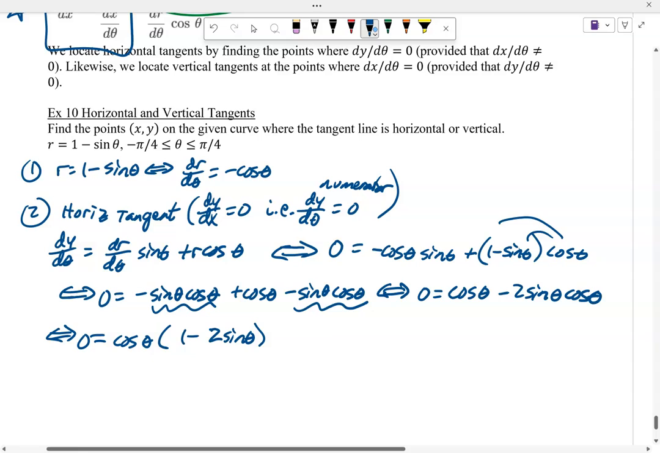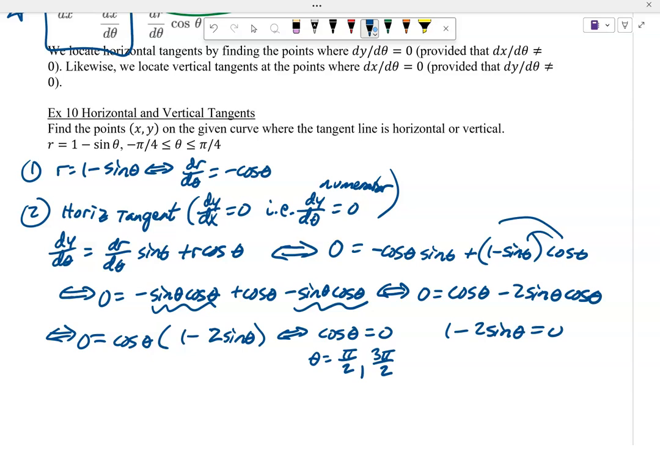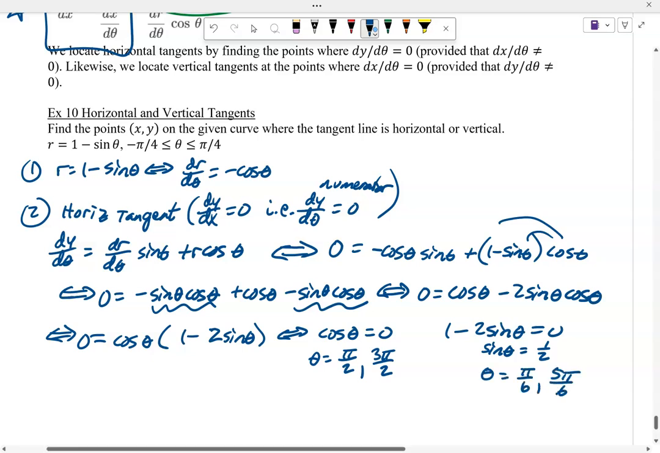And then I can set each of those factors equal to 0. So where does the cosine of theta equal 0? Where does 1 minus 2 sine of theta equal 0? This would be pi halves and 3 pi halves. And then 1 minus 2 sine of theta, that would be where the sine of theta is a half. All right, where does the sine of theta equal a half? Pi 6 and 5 pi 6, right?